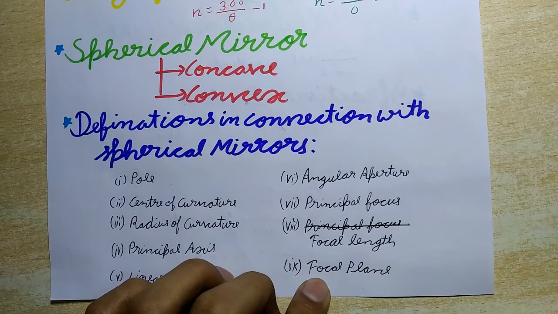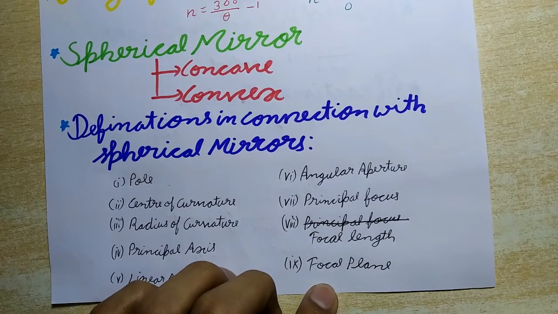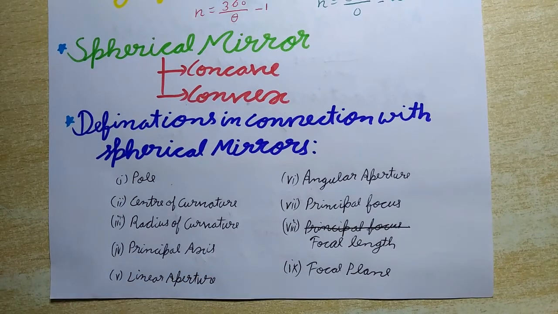And ninth is focal plane. The vertical plane passing through the principal focus and perpendicular to the principal axis is called the focal plane. When a beam of light is incident on a concave mirror at a small angle to the principal axis, it converges to a point in the focal plane of the mirror.